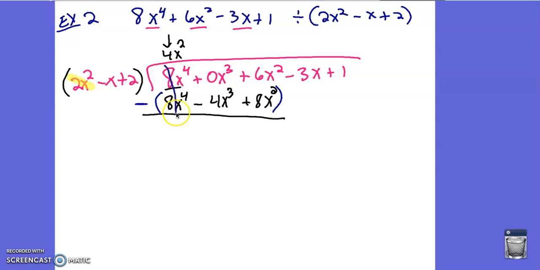So these are going to cross out. 0 minus a negative, that's positive 4x cubed. And then 6 minus 8, that's negative 2x squared. And then we're going to bring down the next number, and continue on with the problem.